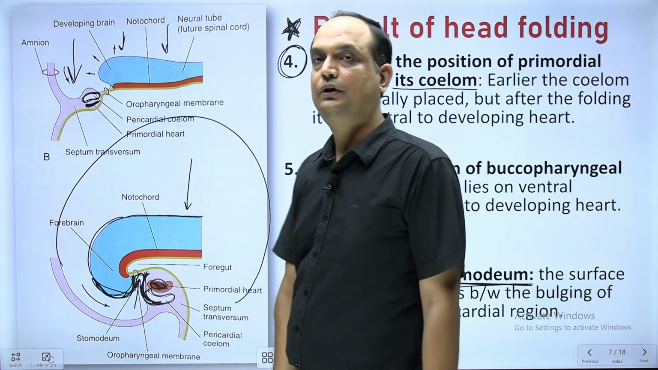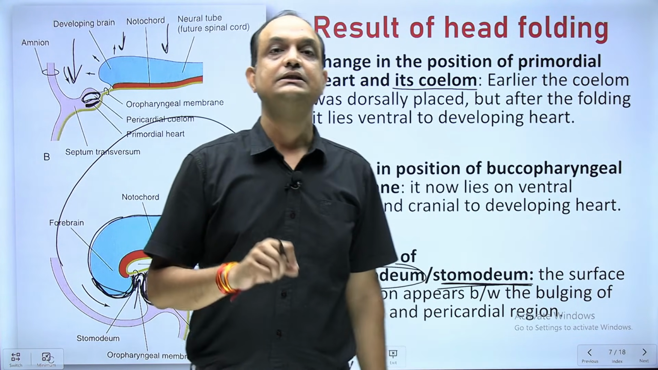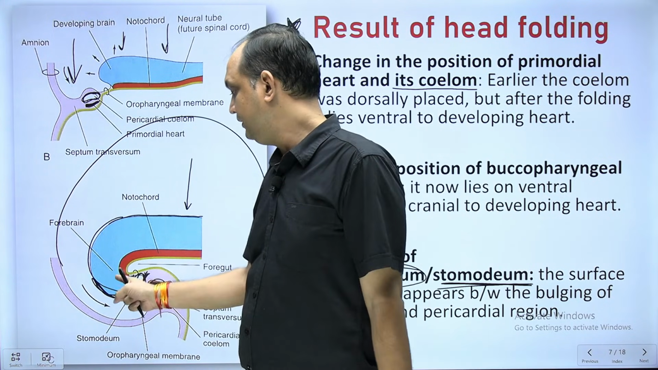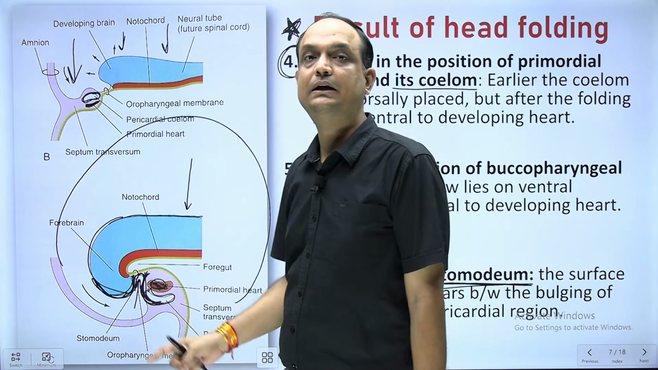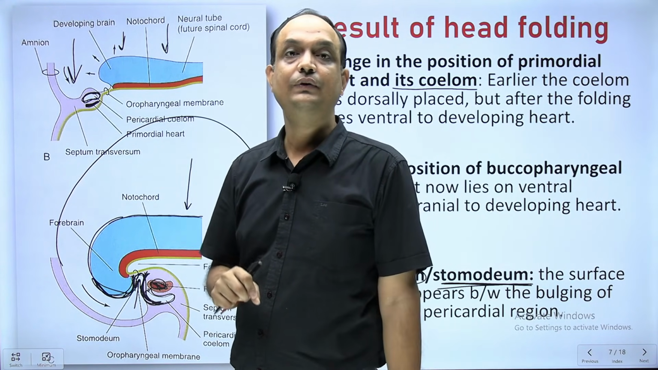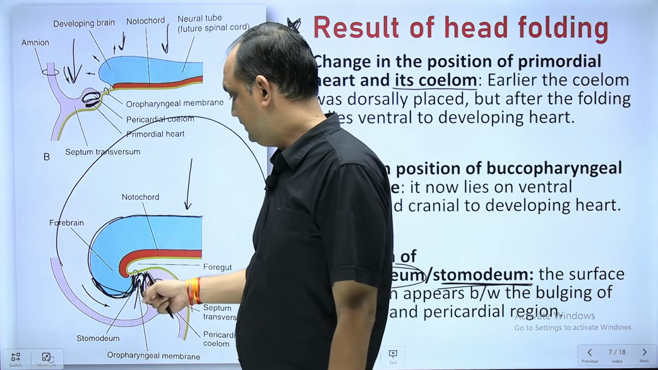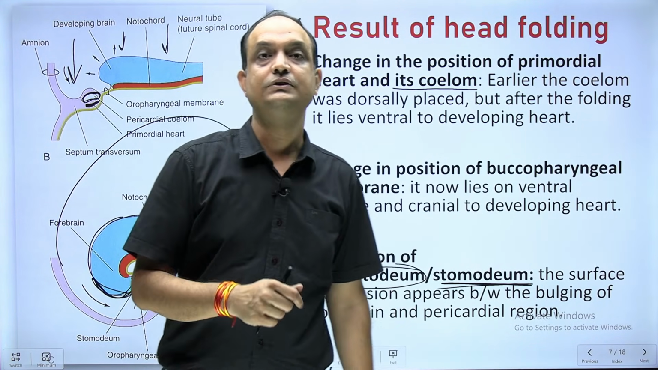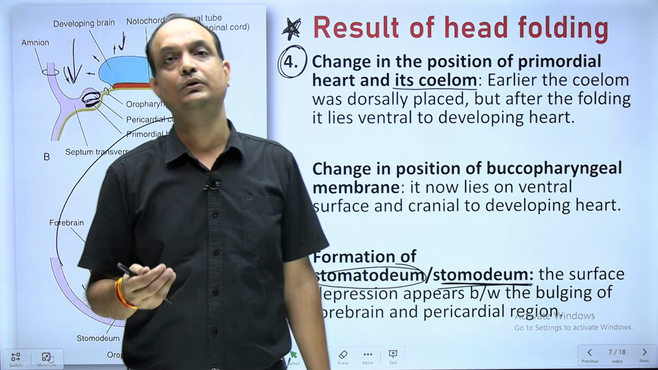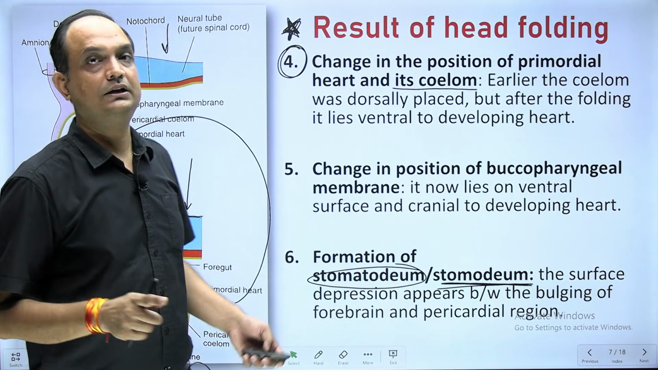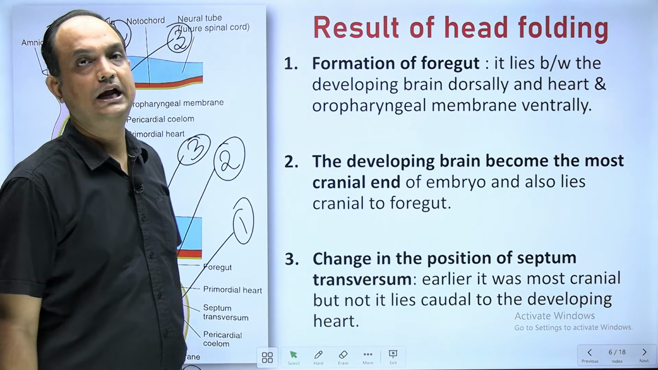So, what is the stomodeum? The stomodeum is a surface landmark, appearing as a depression between the forebrain and the developing heart, and this depression is lined by surface ectoderm. And in the stomodeum, you will have the oropharyngeal membrane, which is going to rupture and form your future oral cavity or mouth. Clear? So, what are the changes taking place due to the head folding?